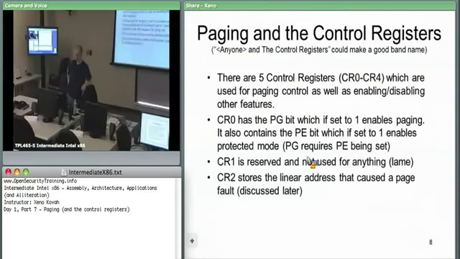CR1 is reserved and not used for anything in the last 20 years, so that's lame. CR2 stores the linear address that causes a page fault, as we'll see a little bit later. I already alluded to it.